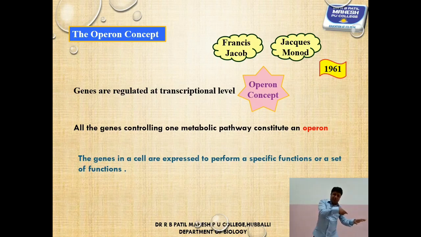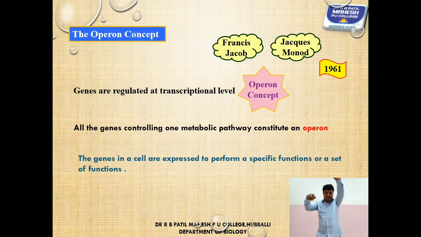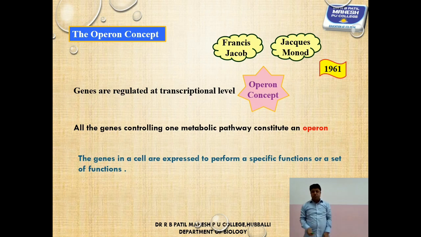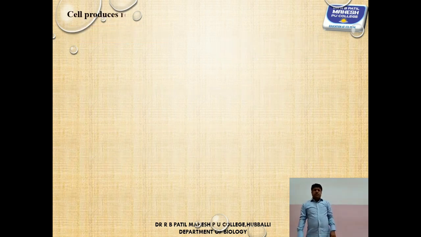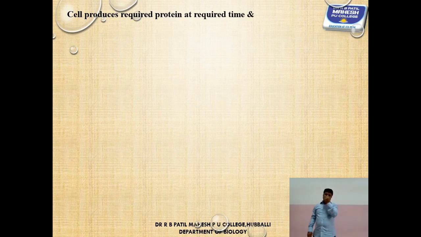So in the presence of maltose, that particular gene is expressed and that will produce mRNA first, and that mRNA will synthesize an enzyme called maltase, and this maltase enzyme will act on maltose and convert it into two glucose molecules, glucose plus glucose. Next one, for example, one more example.